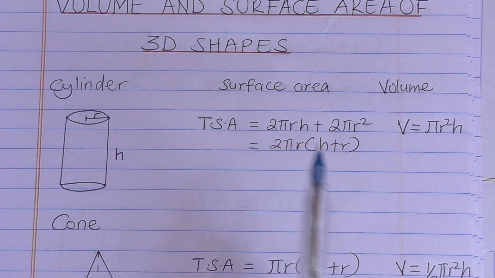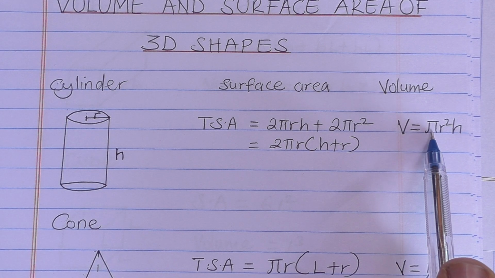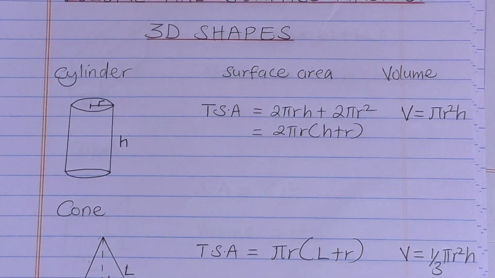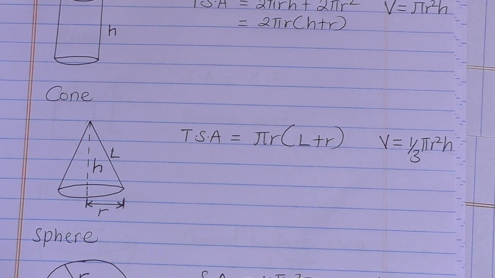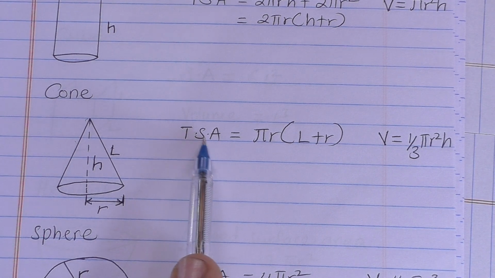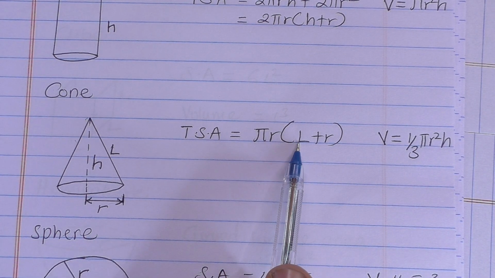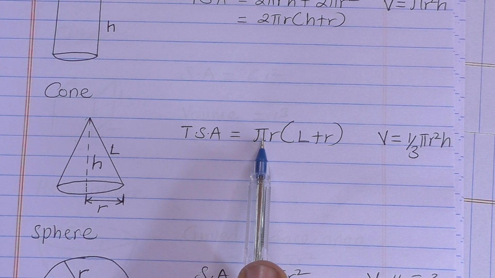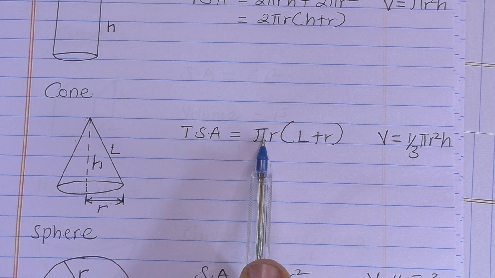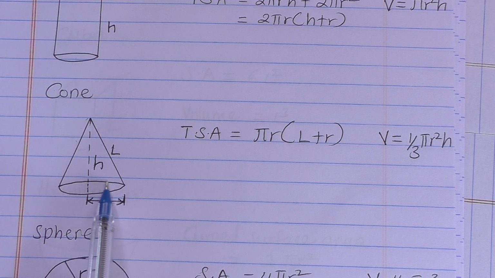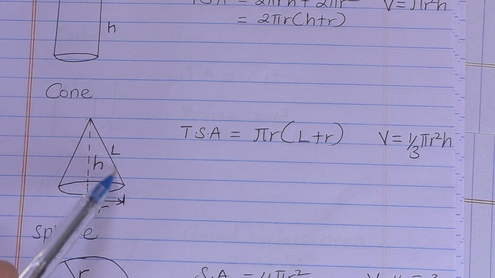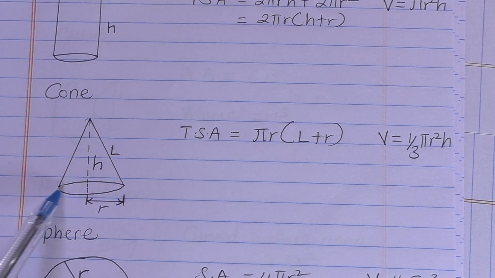Then its volume is given by pi r squared h. That is a cylinder. Let's move on to a cone. A cone has a total surface area of pi r into (L plus r). Now this is also composed of 2: we have the area of this circle down and the area of this slanting part.